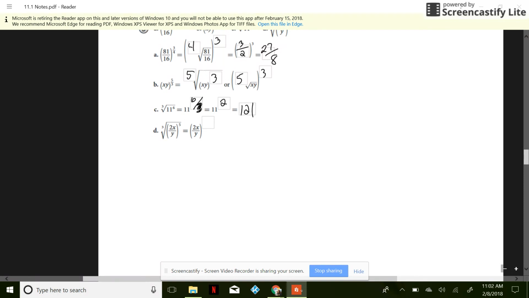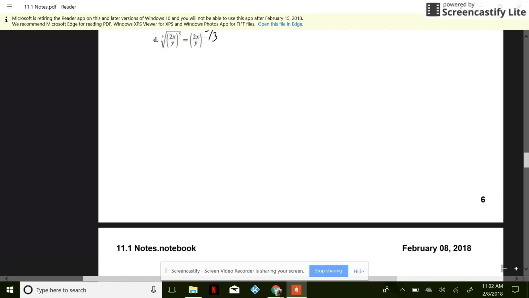We've got 2x over y to the 5th, and then the cube rooted. So inside the root is your numerator, and then the root itself is your denominator. So that would be 2x over y to the 5/3 power.